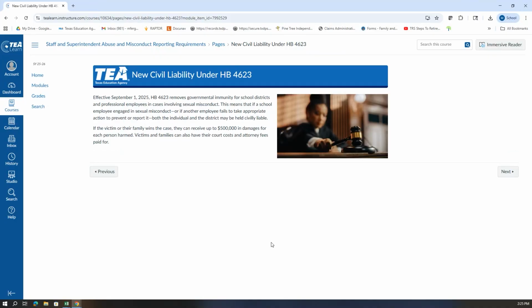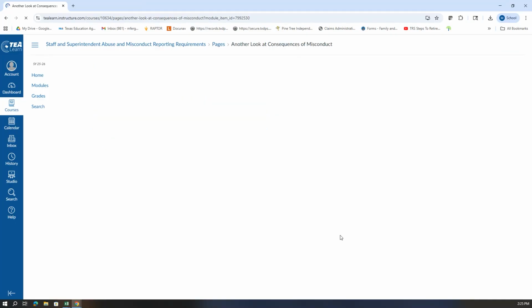Effective September 1st, 2025, HB 4623 removes governmental immunity for school districts and professional employees in cases involving sexual misconduct. This means that if a school employee engaged in sexual misconduct, or if another employee fails to take appropriate action to prevent or report it, both the individual and the district may be held civilly liable. If the victim or their family wins the case, they can receive up to $500,000 in damages for each person harmed. Victims and families can also have their court costs and attorney fees paid for.